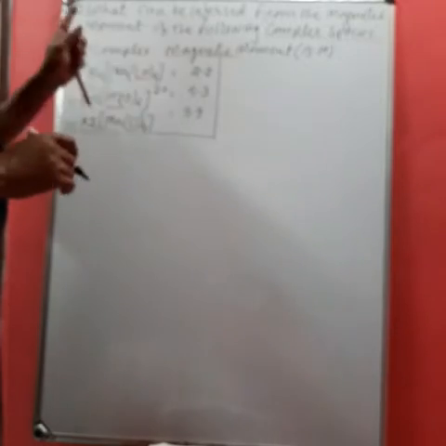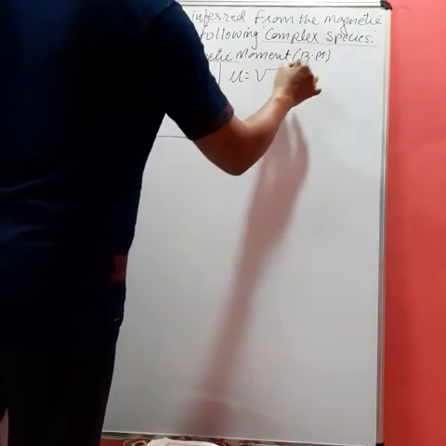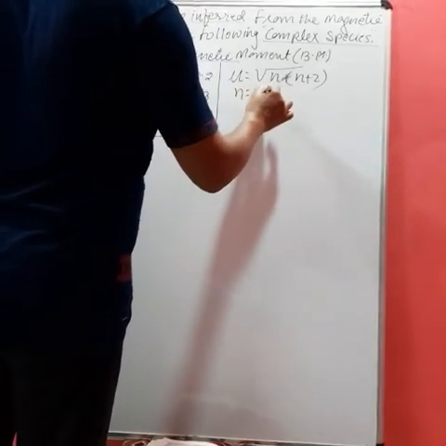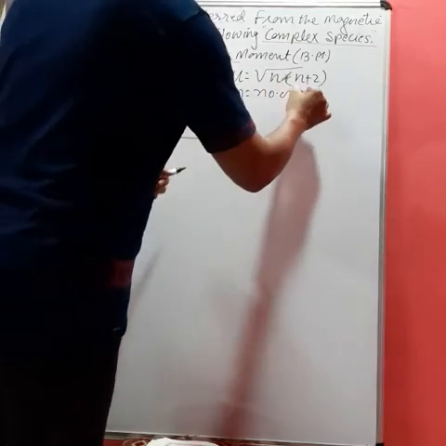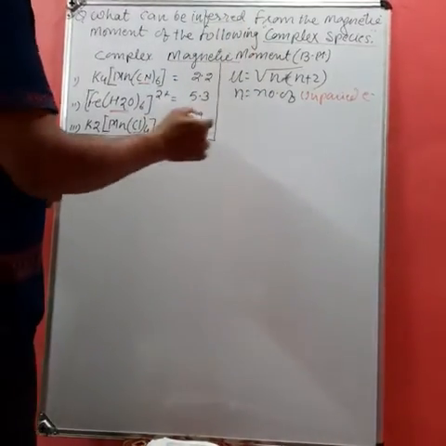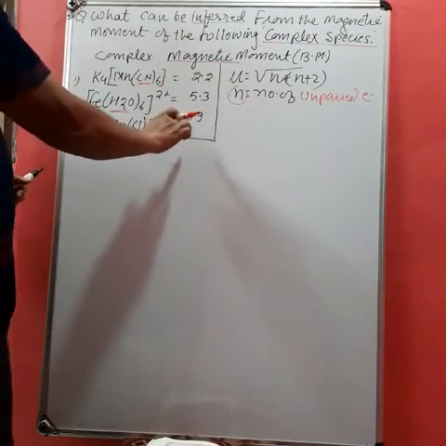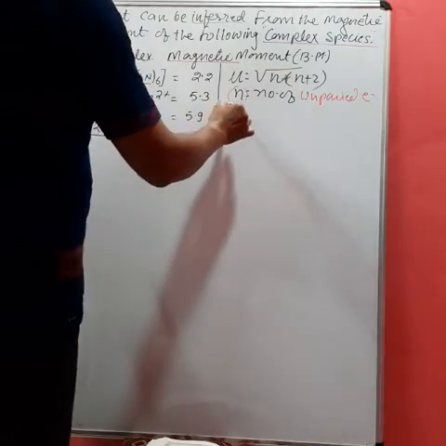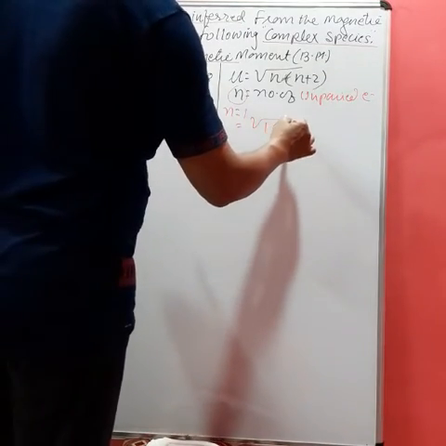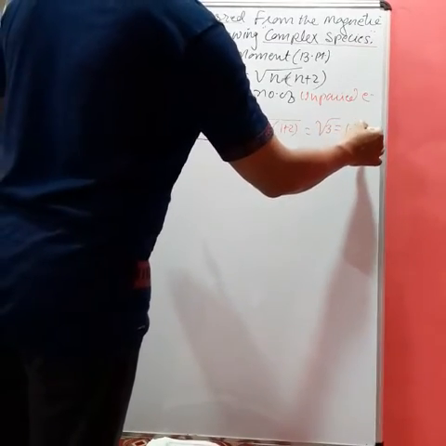Are you getting it? So using the magnetic property and the formula mu equals root n into n plus 2, where n is the number of unpaired electrons. Let's start by placing the values of n, and then we will match them with the given values. Then we will find which one has how many unpaired electrons. If n is equal to 1, it becomes root 1 into 1 plus 2, which is root 3, and root 3 is equal to 1.73.